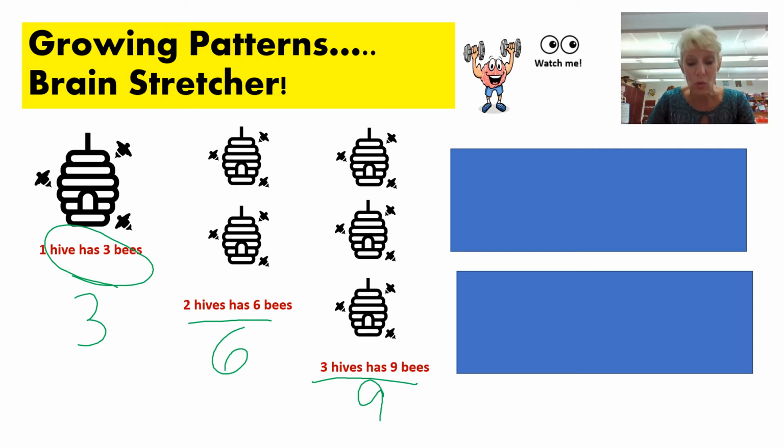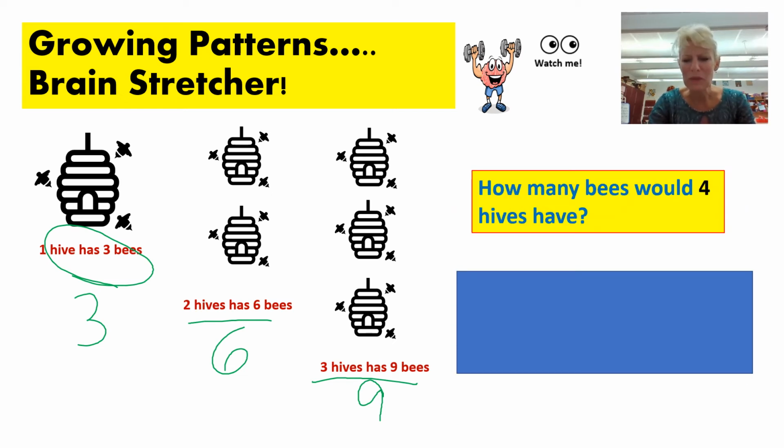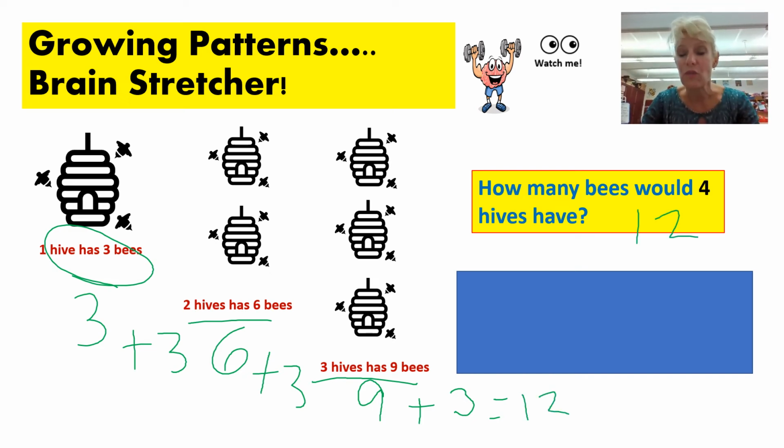Now we're going to look at our question. How many bees would 4 hives have? All right, I want you to notice here, we're going from 3 to 6. That means that we're actually adding 3 here. Then we went from 6 to 9, we added 3 here. So if we want 4 hives, we're going to add 3, which gives me 12. So that means that I would have 12 bees for 4 hives.